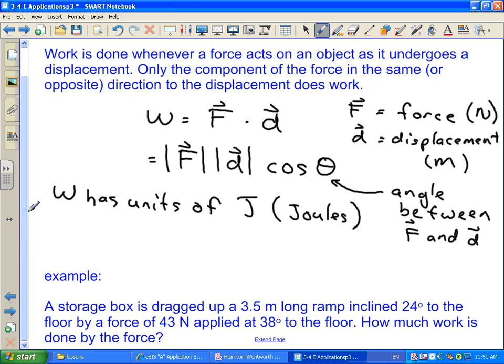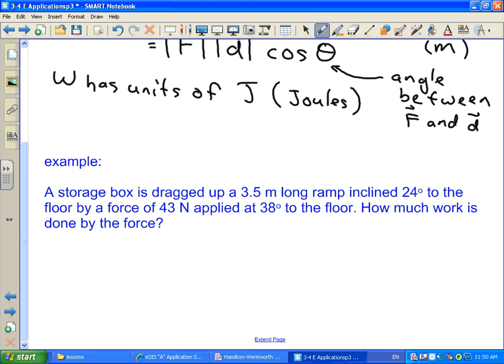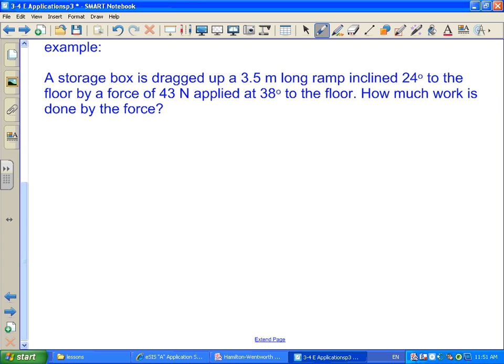Here is a possible example that you might have here. A storage box is dragged up a 3.5 meter long ramp inclined at 24 degrees to the floor by a force of 43 newtons applied at 38 degrees to the floor. How much work is done by the force? So let's just draw a little picture here of what's going on. We've got ourselves a floor.